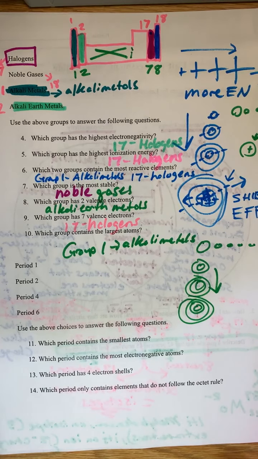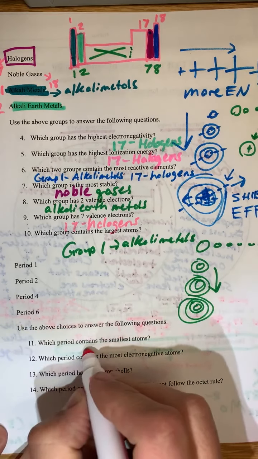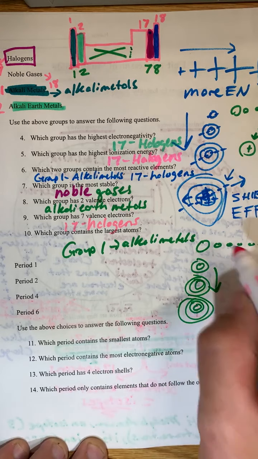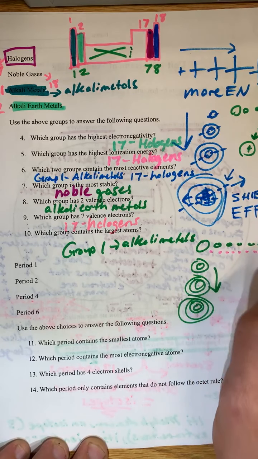Okay, on to the next question. So use the above choices to answer the following questions. Which period contains the smallest atoms? Well, now we're talking about periods, right? So which one?